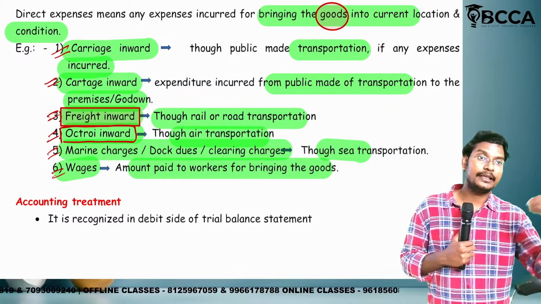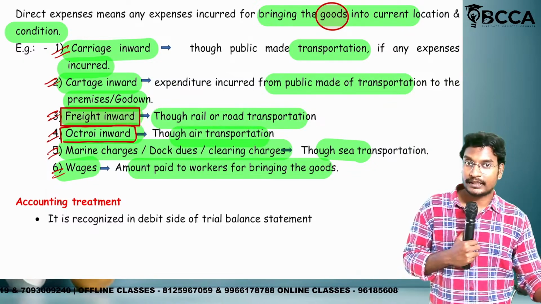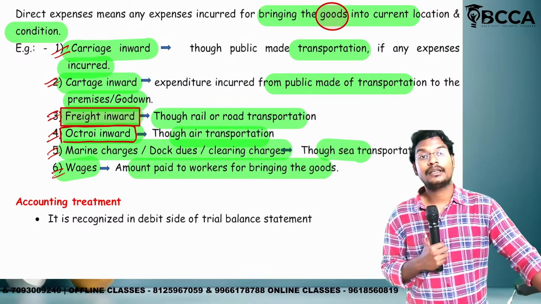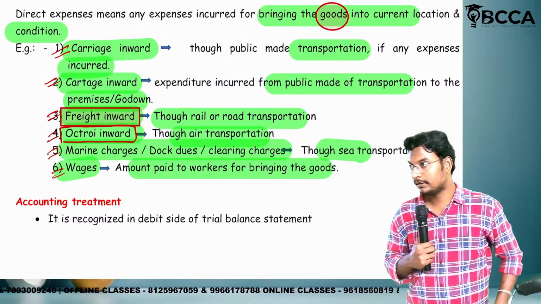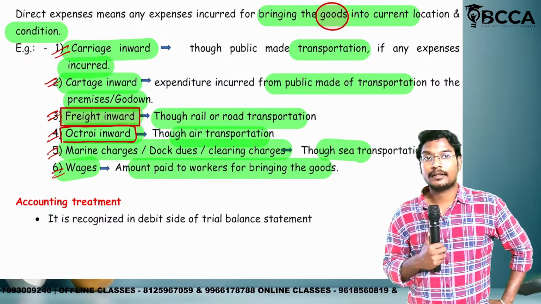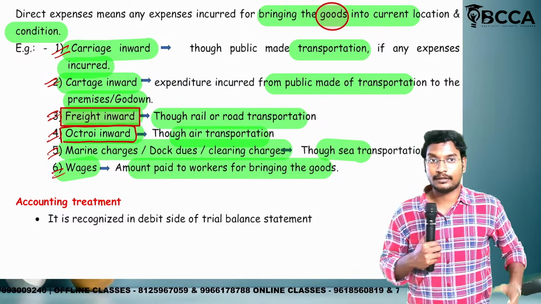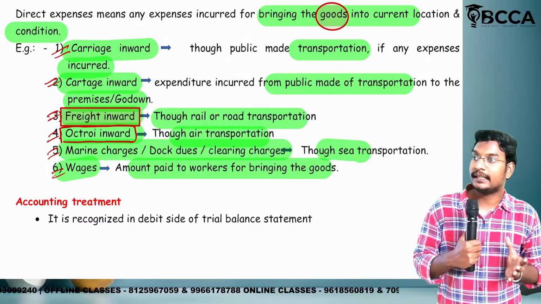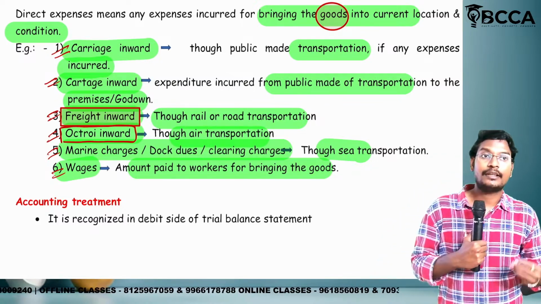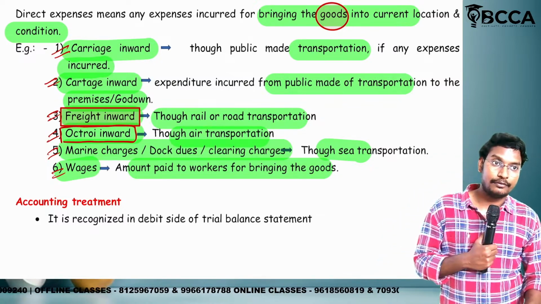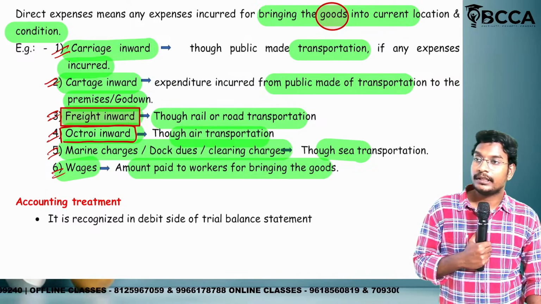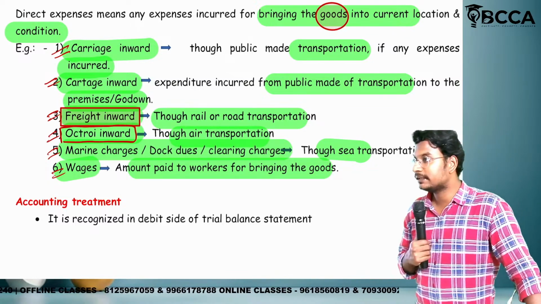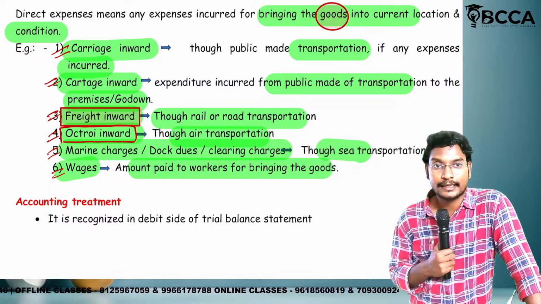From there to here, we have brought that particular product by way of train. But from the railway station to here, what charges will we incur? We have incurred wages. For the lifting of that particular machinery we need labor. For that labor we have given what? Wages. That wages should also be included, should it not? Should be included. That kind of expenditure is called direct expenses.